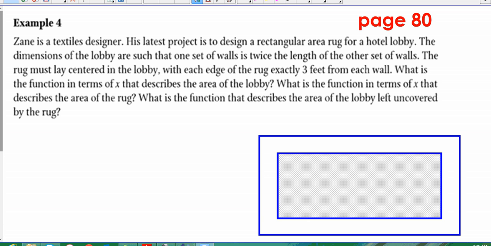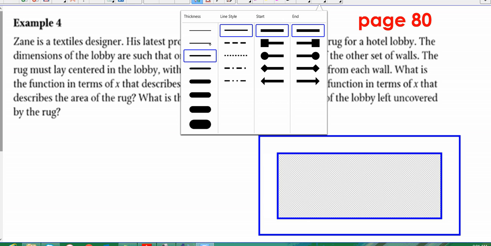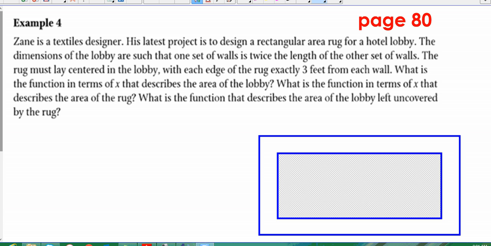All right, so let's look at example 4. This is kind of a review from what we've been doing the last couple of days. You may want to pause the video right now and draw in this rectangle that I have drawn, so you can go through and read the problem as well. I'll just skip through where we actually talk about it. The important thing here is that you have a rug in the center of the lobby, and this outside rectangle represents the actual lobby.